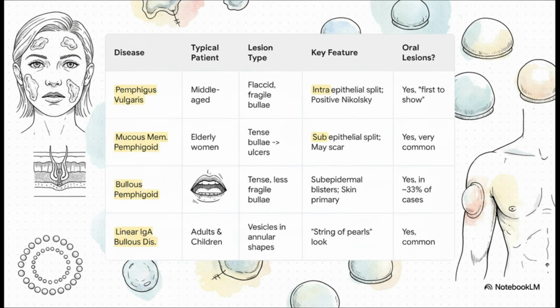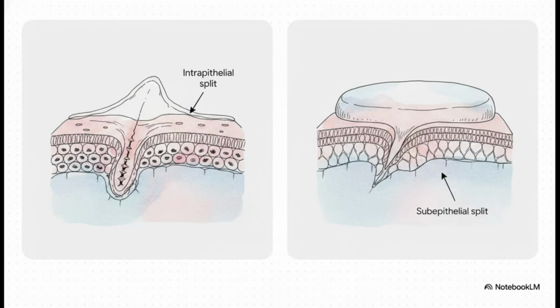This makes for much tougher, tense blisters. Also, notice that oral lesions are a huge deal in pemphigus and mucous membrane pemphigoid, but not so much in bullous pemphigoid, which tends to favor the skin. And we'll get to that cool string of pearls pattern for linear IgA disease in a sec. Let's really drill down on this because it's so fundamental.